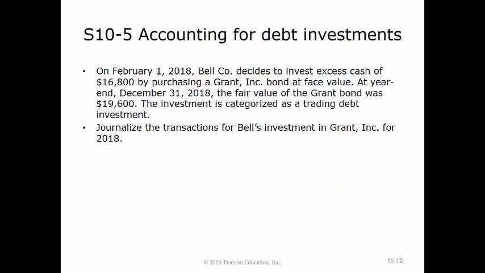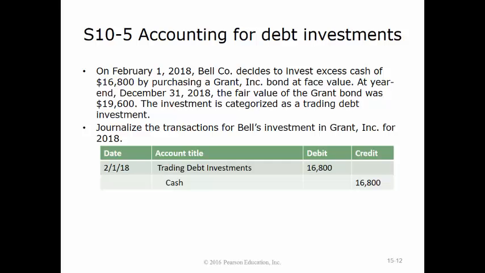On February 1st, 2018, Bell Company decides to invest excess cash of $16,800 by purchasing a Grant Inc. bond at face value. At year-end on December 31st, 2018, the fair value of the Grant bond was $19,600. The investment is categorized as a trading debt investment. To journalize the investment by Bell Company in Grant, we would debit trading debt investments and credit cash for $16,800.